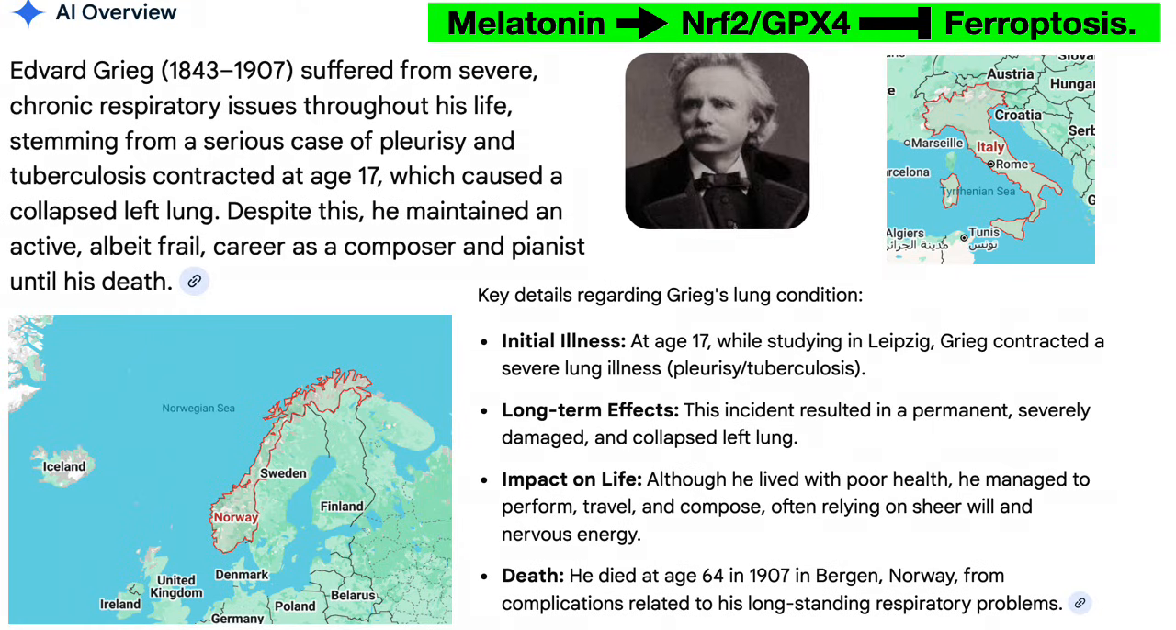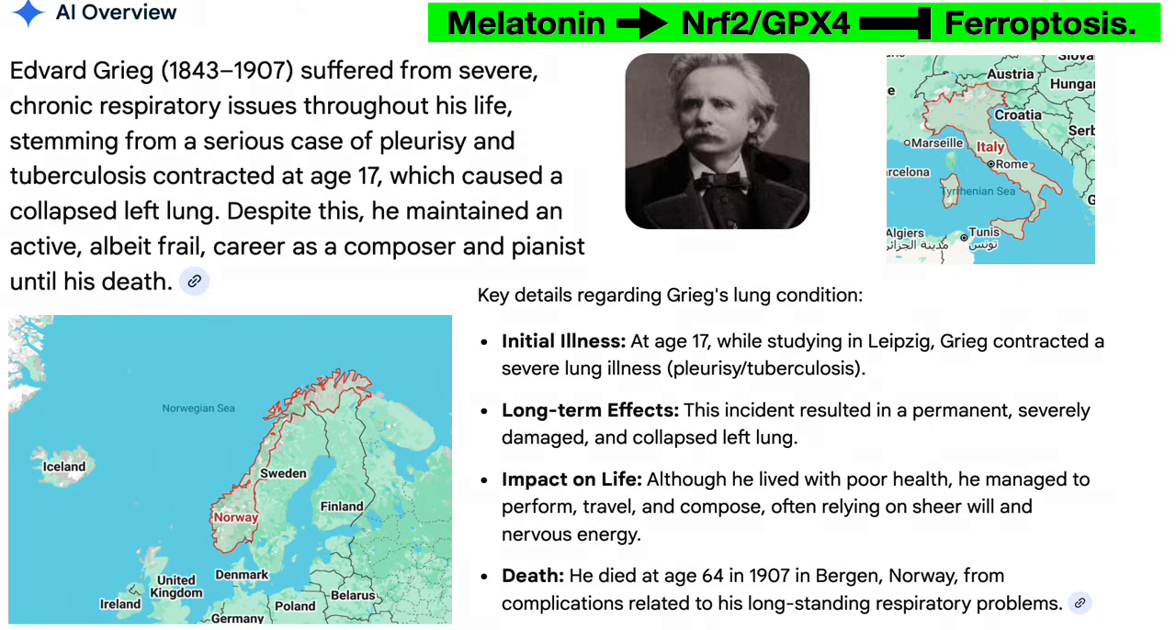famous Norwegian composer, Edvard Grieg, who suffered from severe chronic respiratory issues throughout his life, stemming from a serious case of pleurisy, that's inflammation of the lung surface, and tuberculosis, which he contracted at age 17, which caused a collapsed left lung. Despite this, he maintained an active, albeit fragile, career as a composer and pianist until his death at age 64.